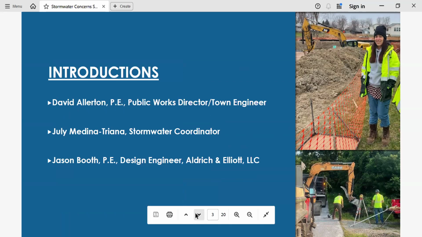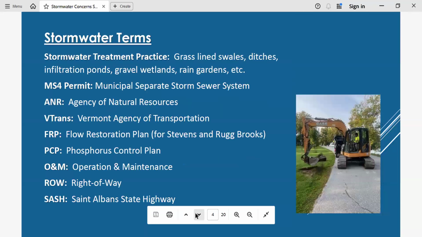So I'm Dave Allerton. I'm the Public Works Director here in the town and the town engineer. So we are managing this project. On my right over here is Julie Medina Triana. She's our stormwater coordinator. She helps me with all of these projects. And then on my left is Jason Booth. He's the design engineer with Aldrich and Elliott. Okay, so we've got Jason working on several of these projects in this area. So he's a big asset to us.